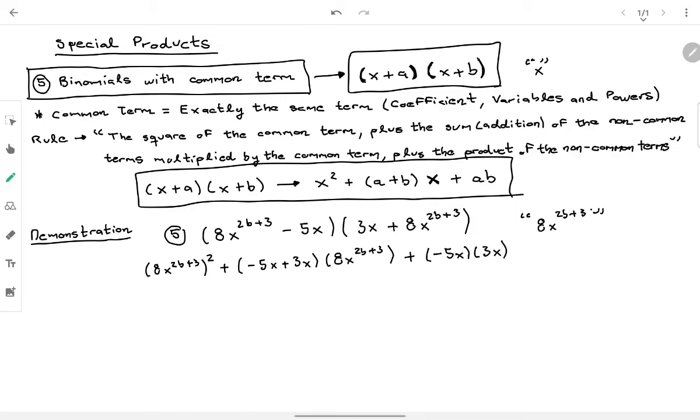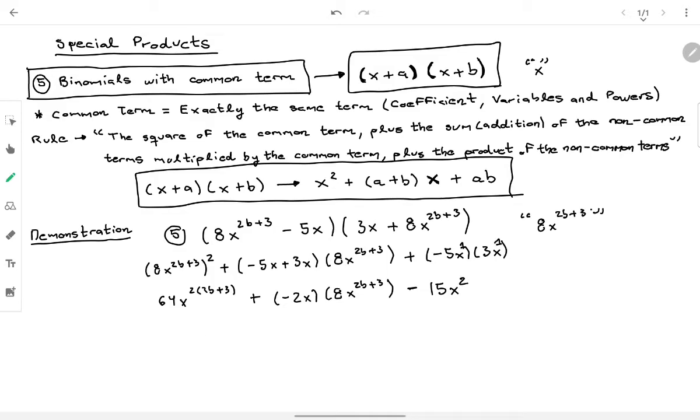So it will be something like 64x, and it's going to be 2 multiplied by 2b plus 3. You can do it in one step if you want. Plus, it's going to be minus 2x that multiplies 8x to the 2b plus 3. And finally, minus 15x. It's going to be 1 and 1, so it will be x squared.